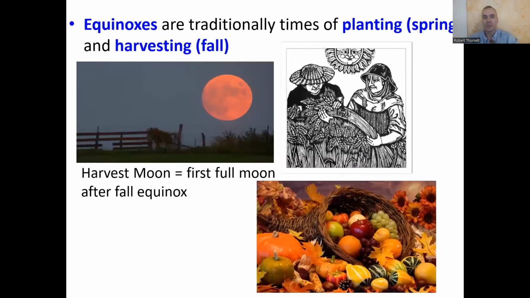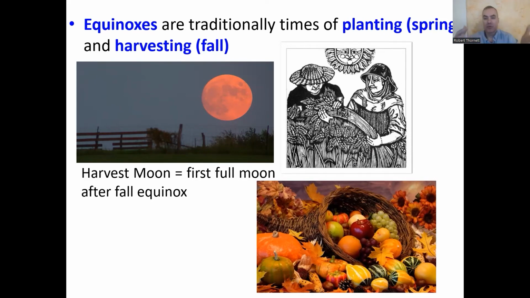So let's look at a little bit of the cultural aspects of how these equinoxes and solstices affect human beings. Humans have known about the equinoxes and the solstices for thousands of years. They've been aware of these, using the equinoxes and solstices as milestones or key points throughout the year. So, for example, the equinoxes, the first day of spring and the first day of fall, are traditionally the times when cultures plant or harvest their crops.